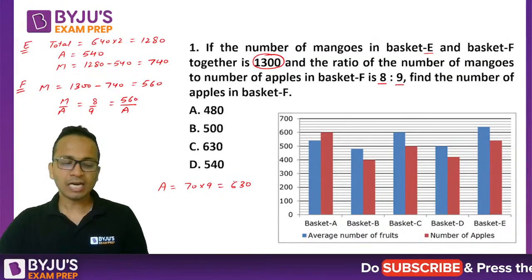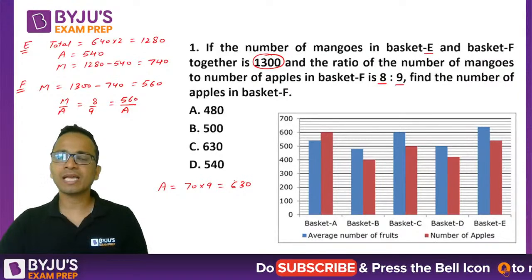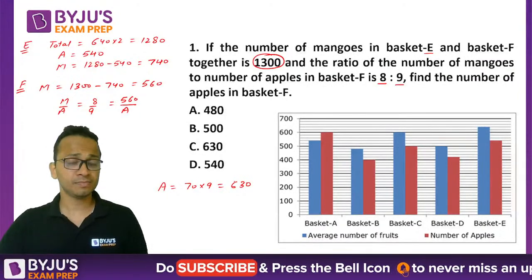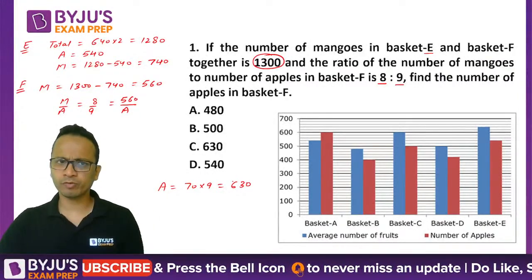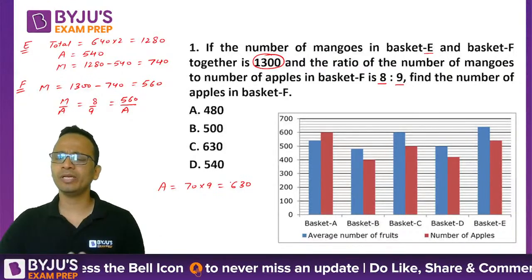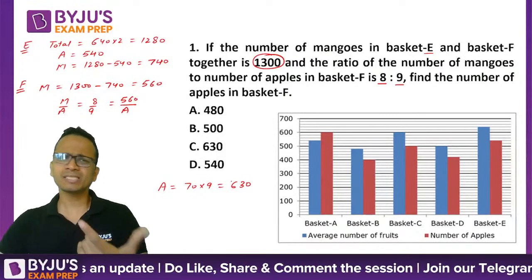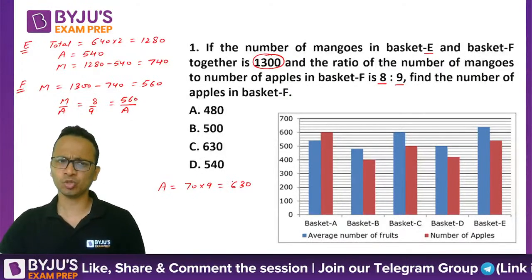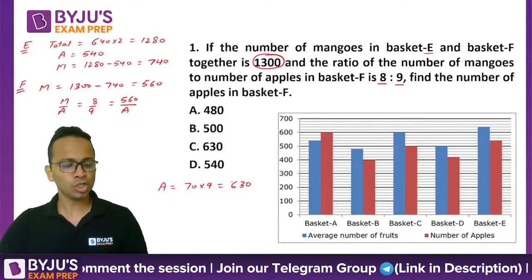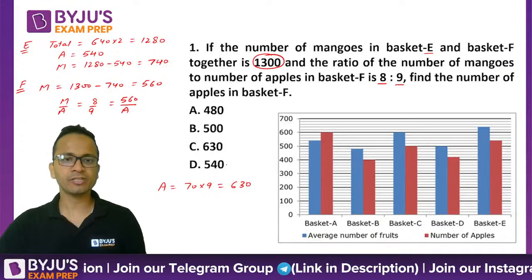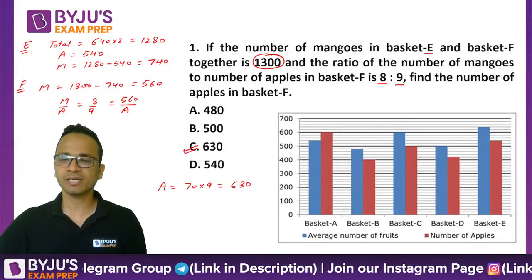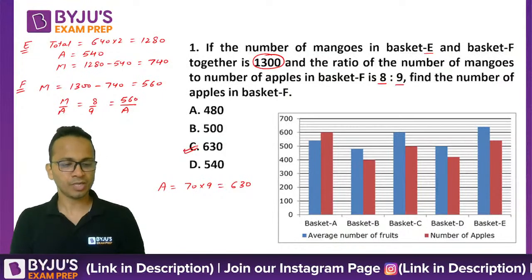All right. I hope you have understood the calculations that I have done. The calculations were straightforward. It's just that we need to calculate a lot of things. ठीक है, बहुत सारी चीजें calculate करनी है, but simple subtractions and ratios are applied here. So बहुत simple question था, 630. Option C is the correct answer.